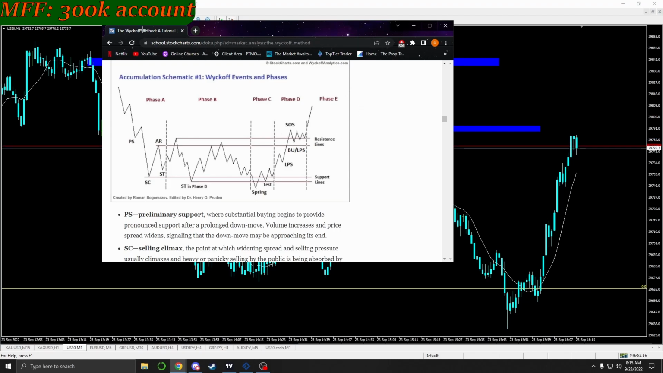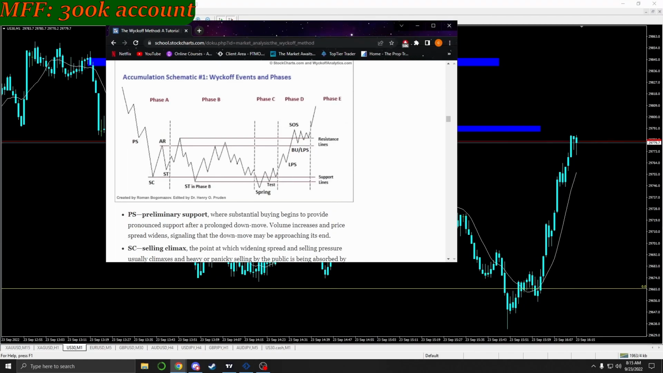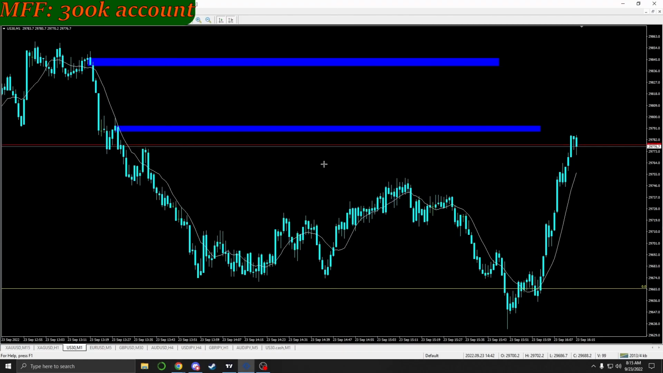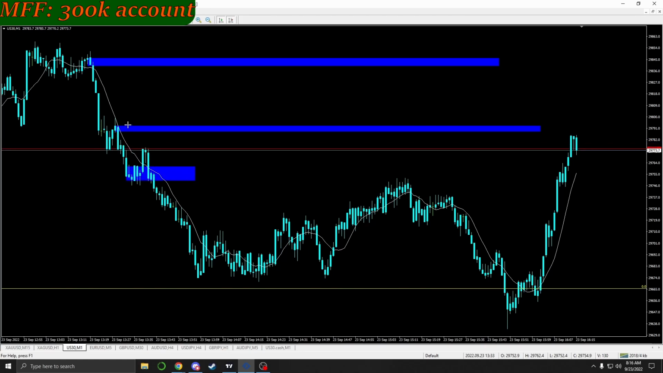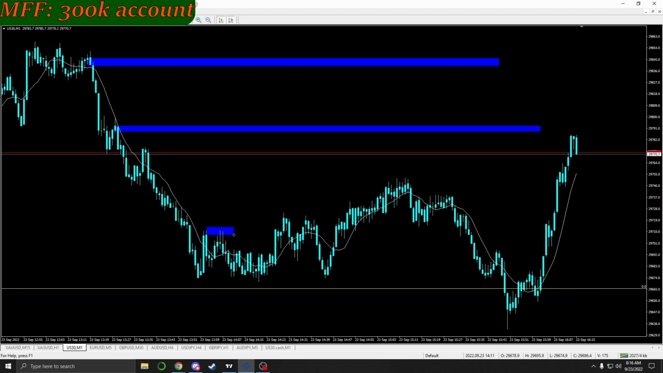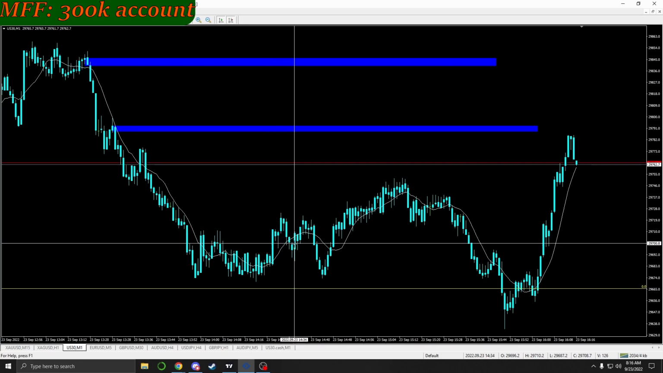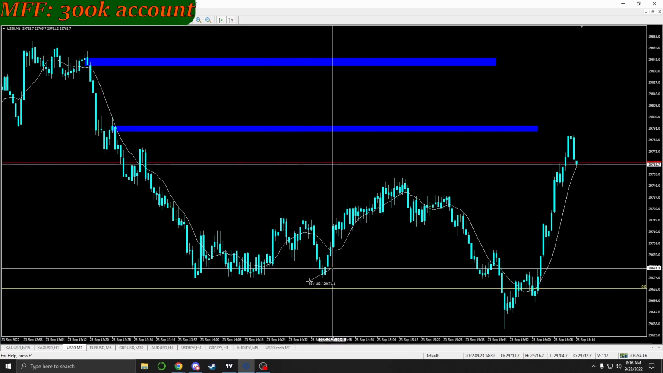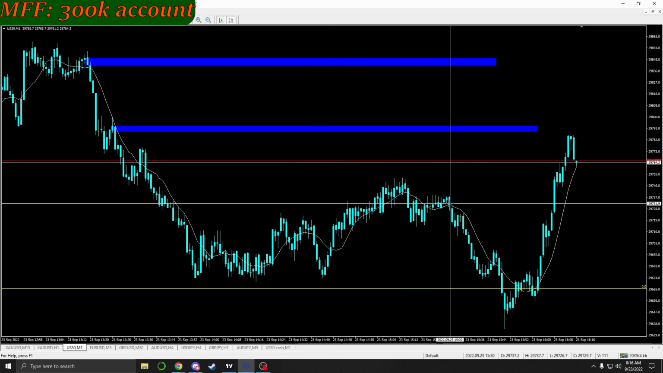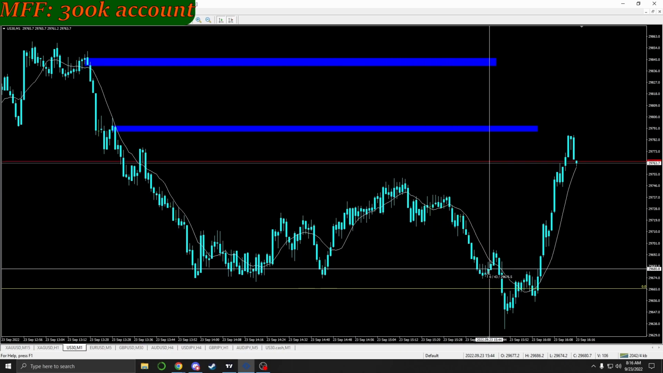Now when you look at this, kind of look all the way over here, and you can see right here preliminary supply, and then you'll see here the seller's climax, then you'll see the automatic rally, then you'll see a secondary test, kind of some ranging, breaking the highs before. Remember what we were just talking about? A secondary test in phase B, some ranging, then it comes down. This is where I took my trade.